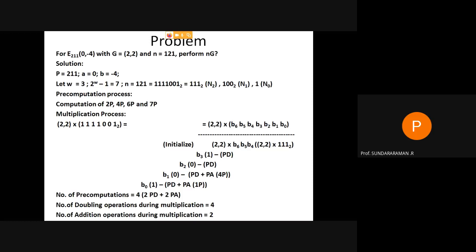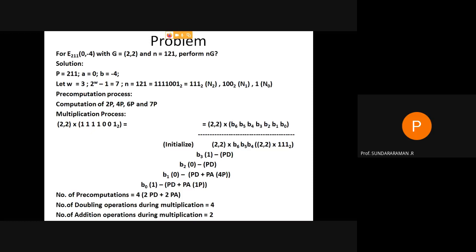Therefore, the total number of pre-computations is going to be 0 to 2 power w minus 1. So 2 power w minus 1 is equal to 7, so 0 to 7. On the other hand, we have to binarize the n value, which is given as 1, 1, 1, 1, 0, 0, 1 base 2. That means it requires 7 bits.